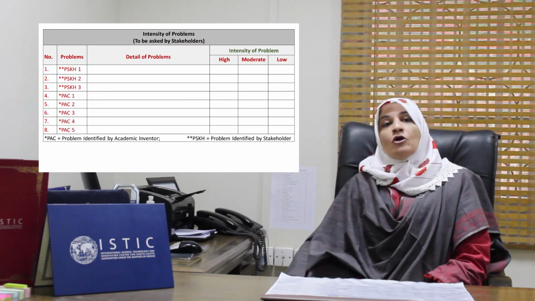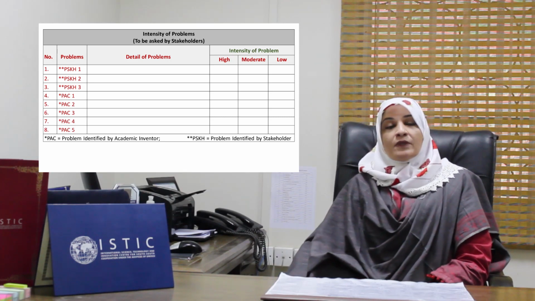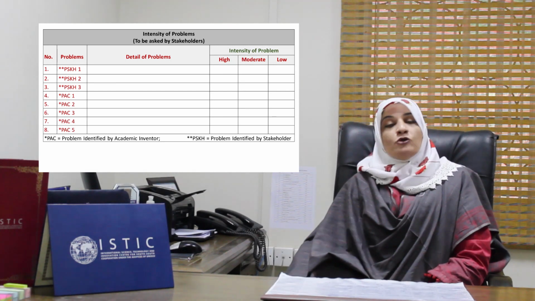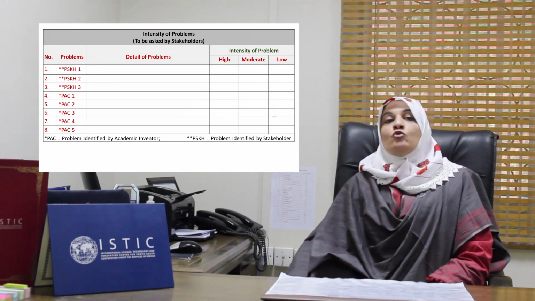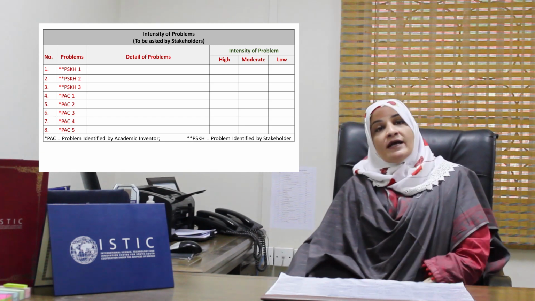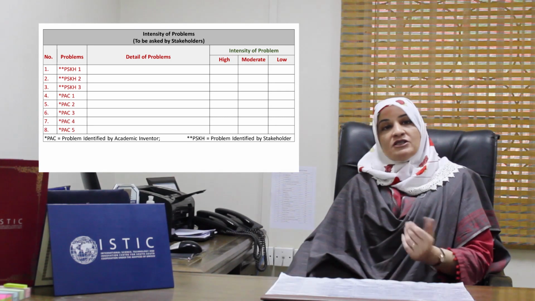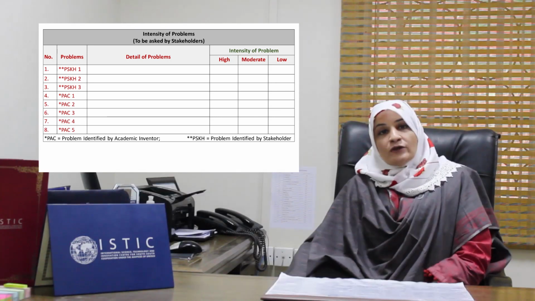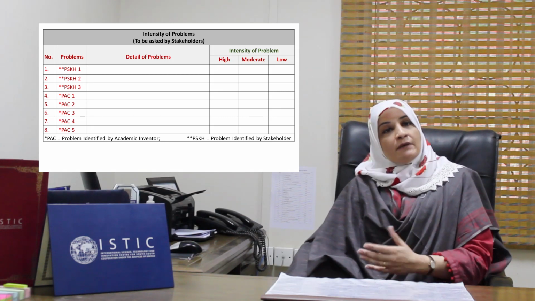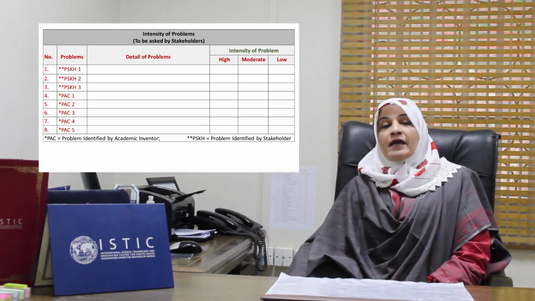This has been depicted in section number 4 of the problem investigation script. Well, that's the 4th section. Now see, it has a table format. And in this table, you can clearly see that there are 2 codes used. The first code is problem identified by an academic inventor. We can see it as PAC. The second code is the problem identified by stakeholder, so it can be codified as PSKH.